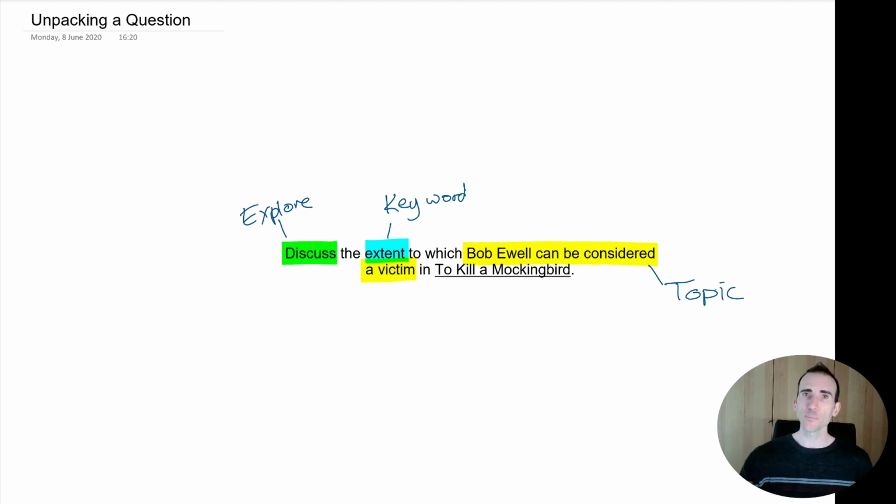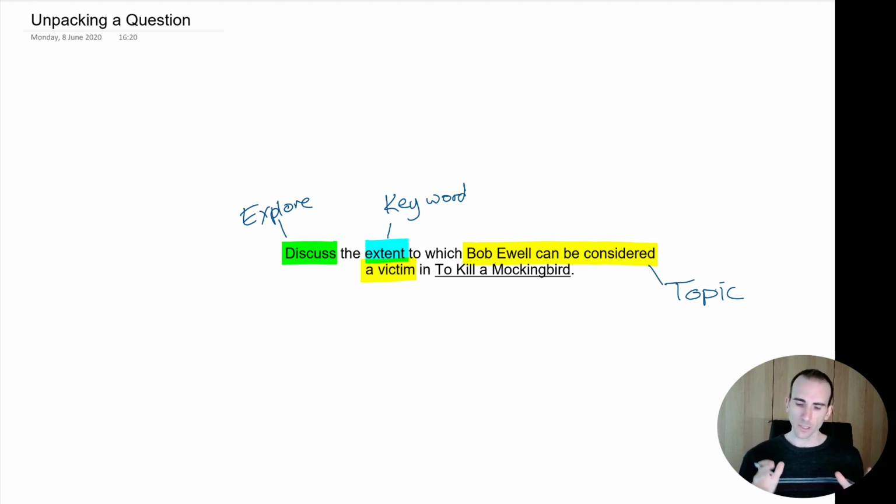So I could say absolutely 100% he is a victim. I could say, well, he can partially be considered a victim, right? To some extent. Or I could say to no extent, he is not a victim. He is pure villainy. So that's what that word extent means. So I really should be thinking about that here.